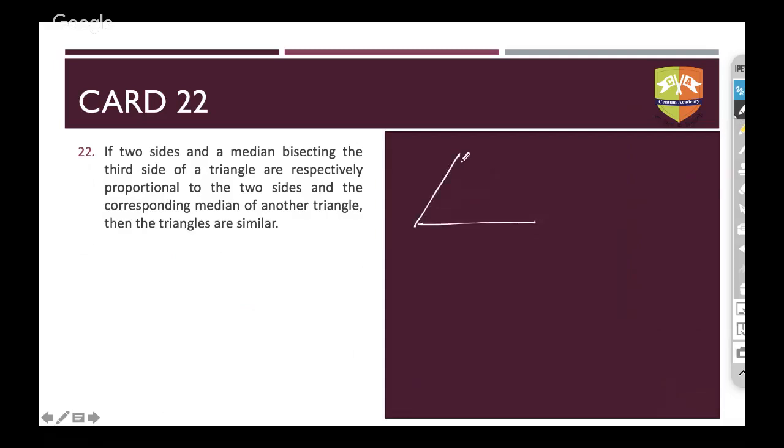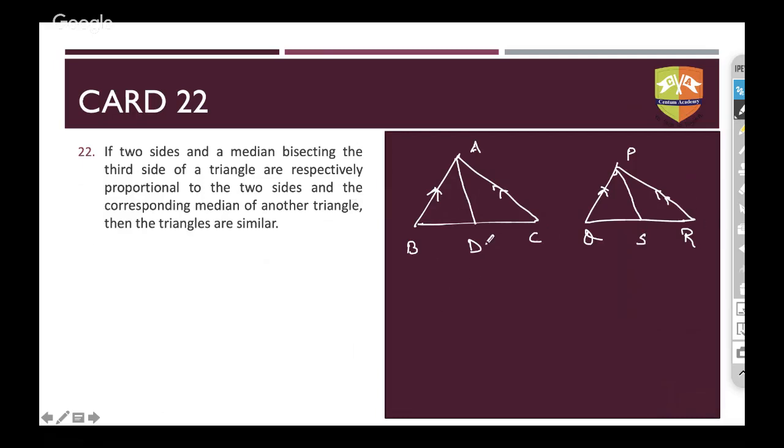So these are two triangles, triangle ABC and triangle PQR. It says that if two sides and a median bisecting the third side of a triangle are proportional, then again the two triangles are similar. Let me pick AB and PQ, and AC and PR as corresponding sides, and the median bisecting the third side. Let's say this is D and this is S.